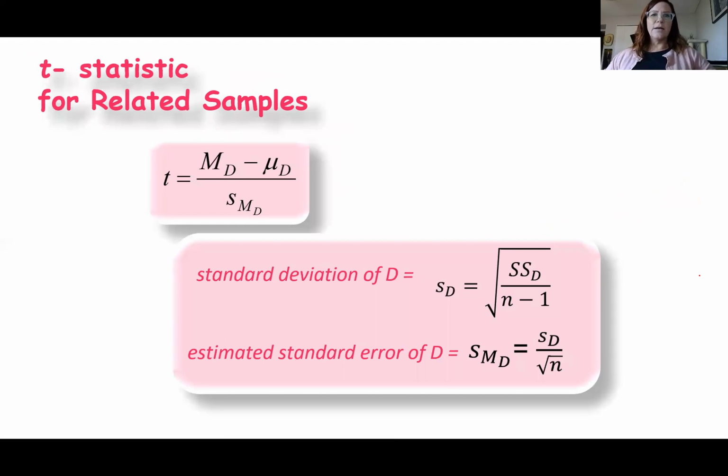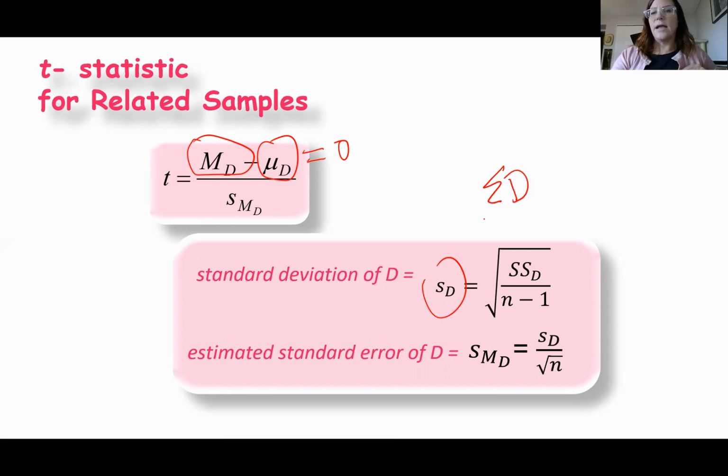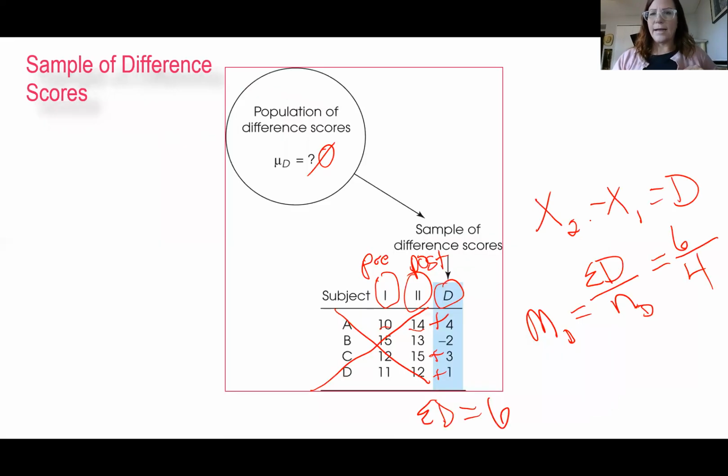So here's the overall breakdown. We just figured out how to do this. We know that this is equal to 0 in the related t-test. And then we're going to get the standard deviation of the differences, meaning we need the sum of D and the sum of D squared, right? If we were to go back, we would also have to come up with D squared for each of these. So we would have 16, 4, 9, and 1. And then we'd add those up.